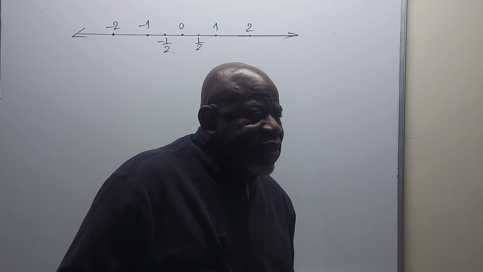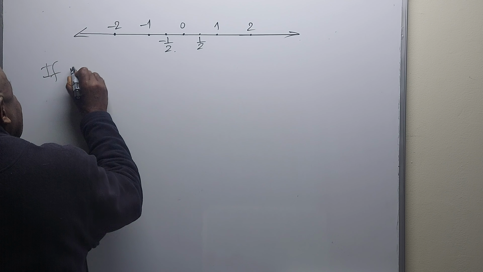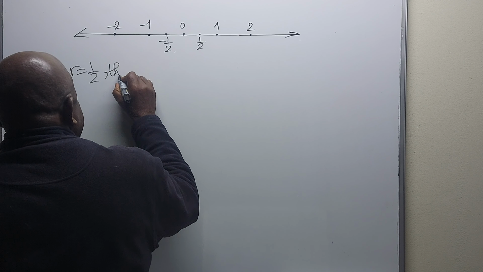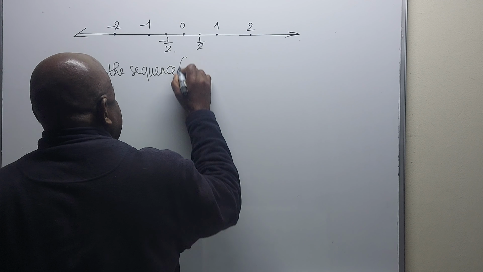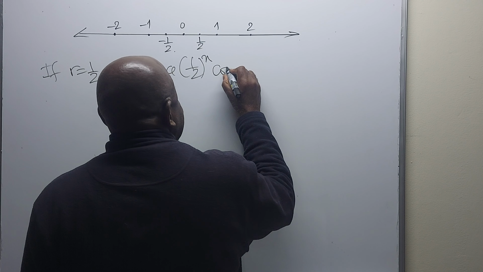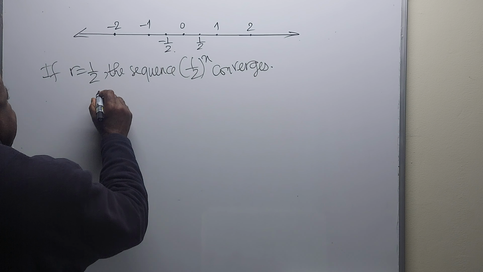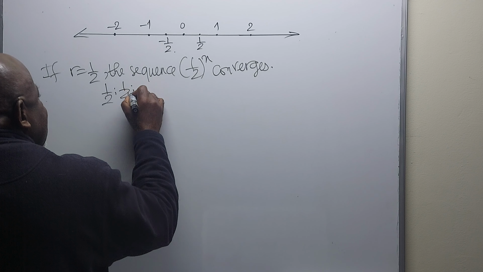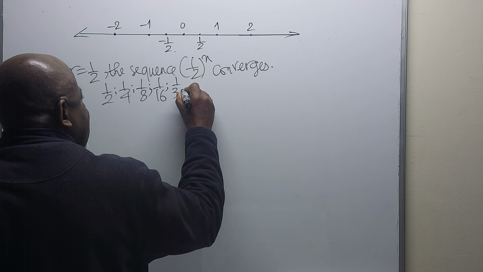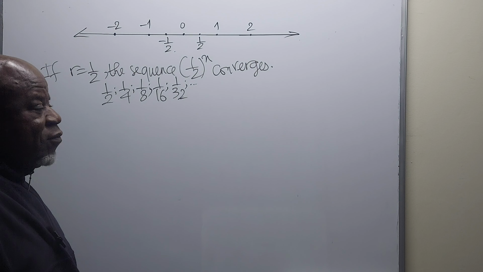Okay, now we're going to consider these two cases in the middle. If r is equal to 1/2, the sequence 1/2 to the power n will converge. And then what are we going to have? We will be having here 1/2, 1/4, 1/8, 1/16, 1/32, and so on and so forth.